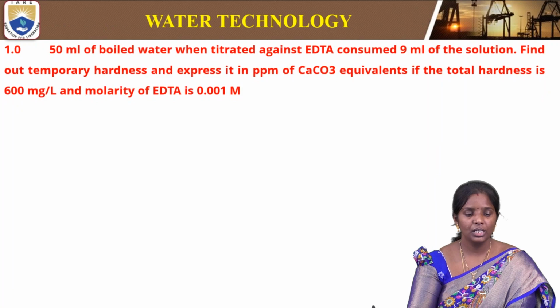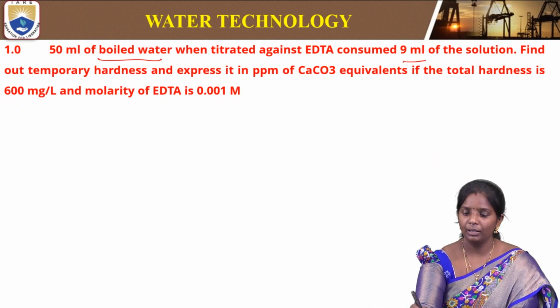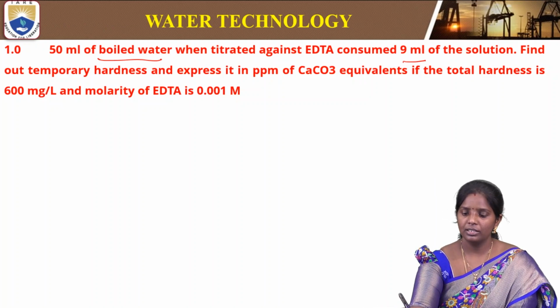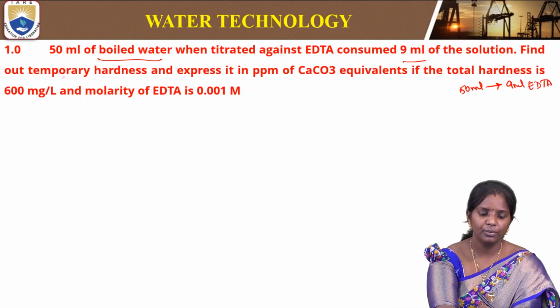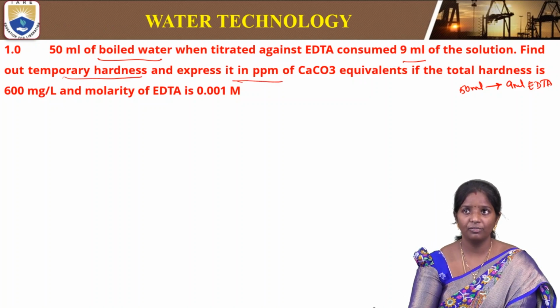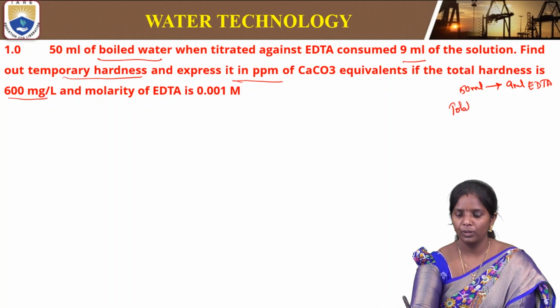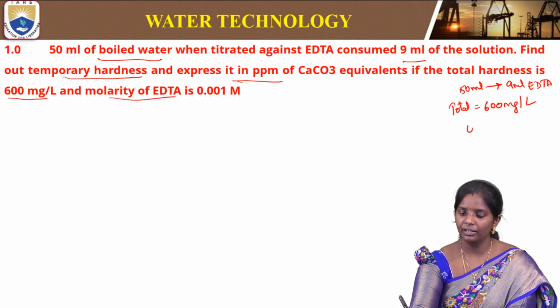Next, going to the problems. 50 ml of boiled water when titrated against EDTA consumed 9 ml of solution. So 50 ml is consuming 9 ml EDTA. Find out temporary hardness and express it in ppm of calcium carbonate equivalence if the total hardness is 600 mg per liter, and molarity of EDTA is 0.001 molar.